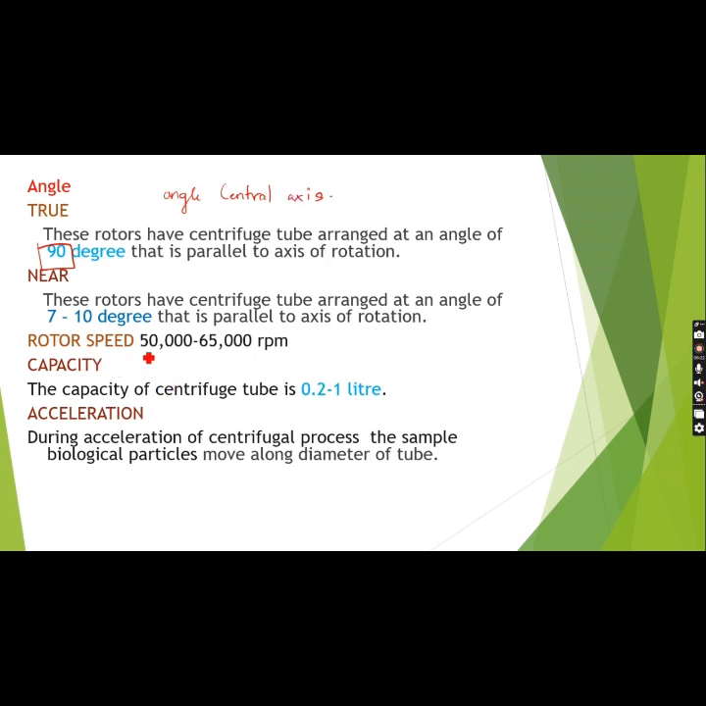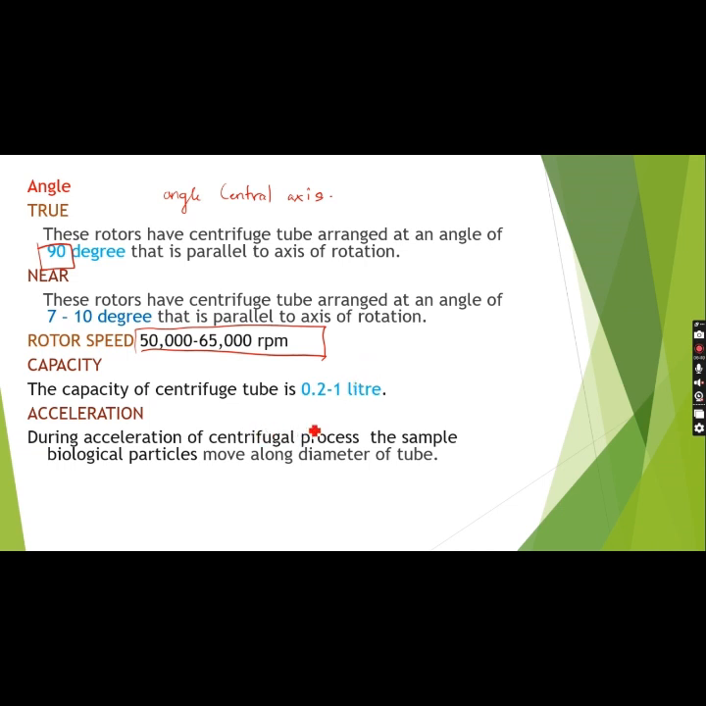So it is going to have a rotor speed which is lower than the fixed angle rotors, which is about 50,000 to 65,000 rpm. That means the revolutions of these rotors are going to be 50,000 to 65,000 per minute.